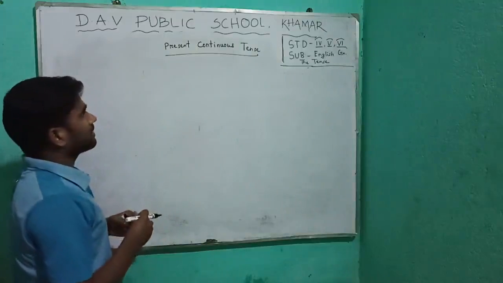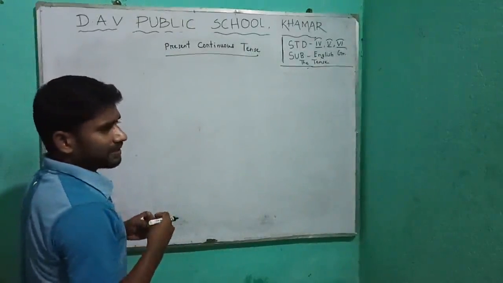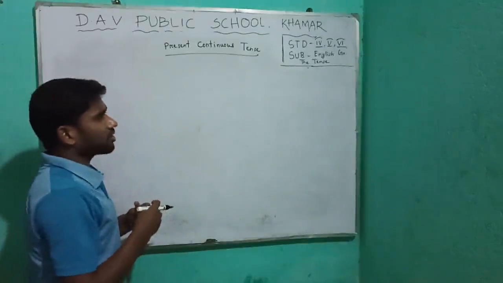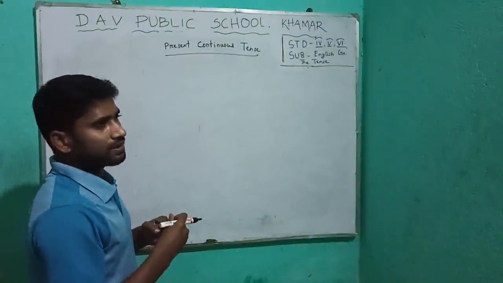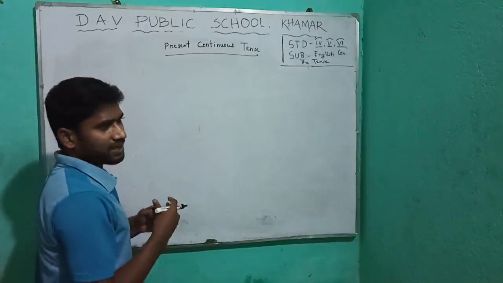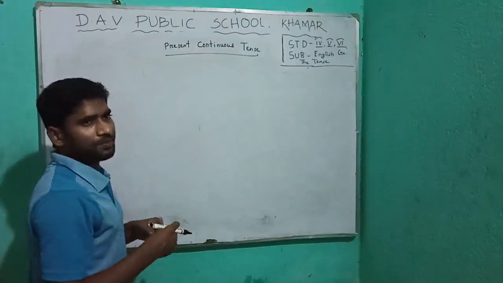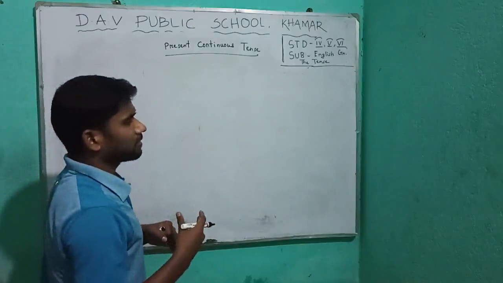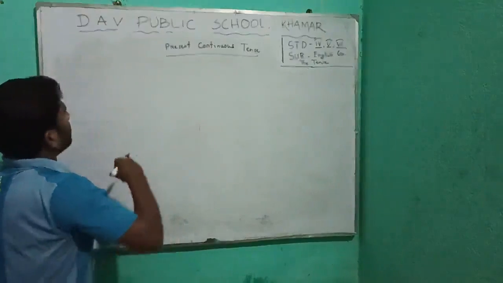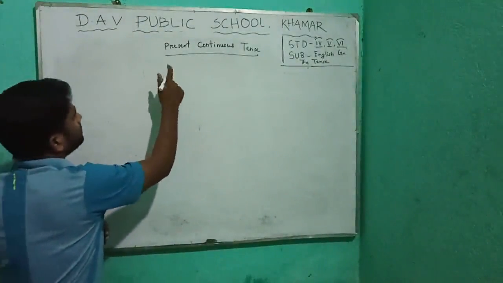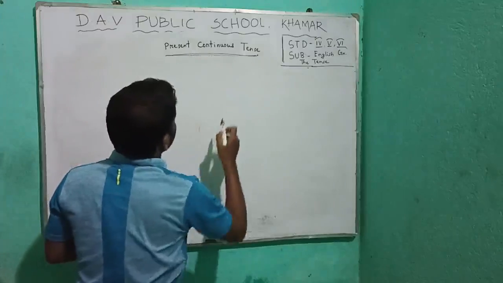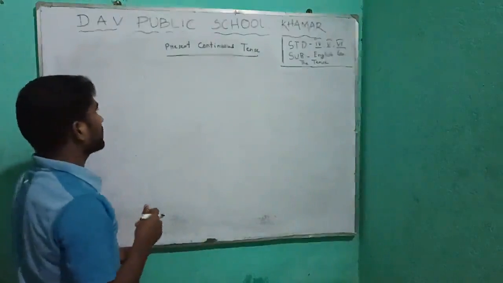And the structure of the simple present tense was subject plus verb, then object, that is subject plus the root form, or we can say the base form of the verb, then object. Okay, so let us discuss the present continuous tense.